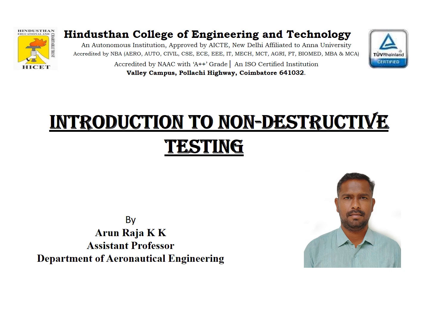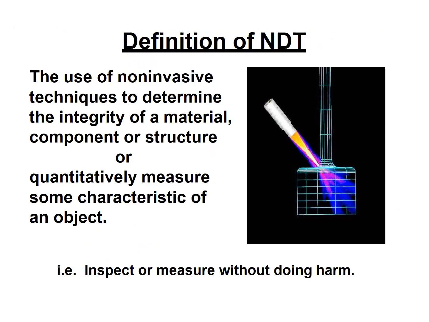years. Today we are going to see about the different non-destructive methods and its introduction. First and foremost, we need to know what is the definition of NDT. The use of non-invasive techniques to determine the integrity of a material, component or structure, or a measure of some characteristics of the object without damaging the things. That's what is called NDT. Or simply we can say that it inspects or measures particular defects in the system without doing any harm to the system.